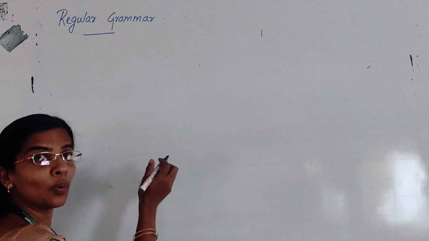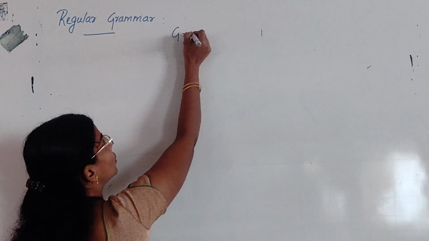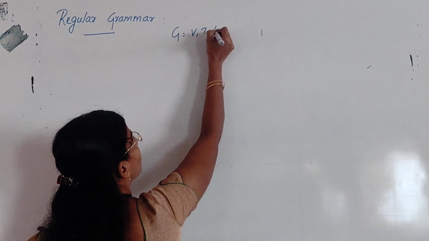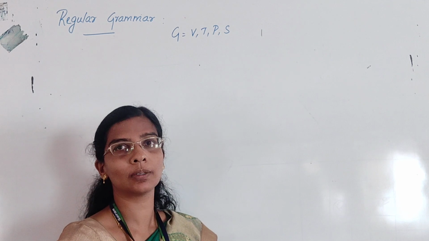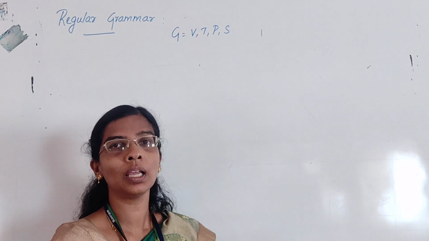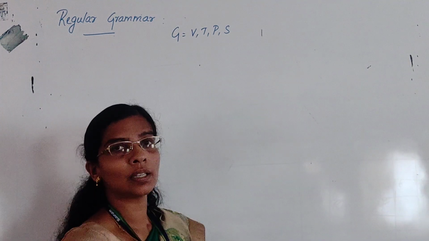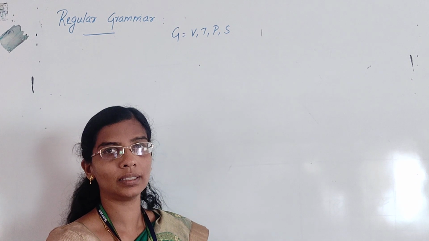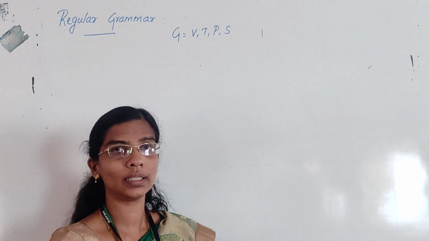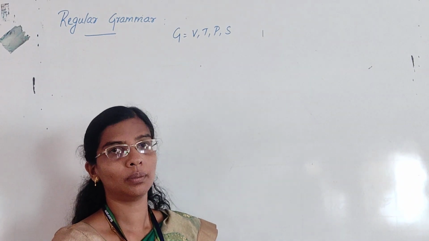So we see the definition of grammar. Grammar G is equal to V, T, P, S. It is a 4-tuple; it has 4 tuples. V stands for variables, or I can say non-terminals. T is terminals, P is productions, and S is the start symbol.